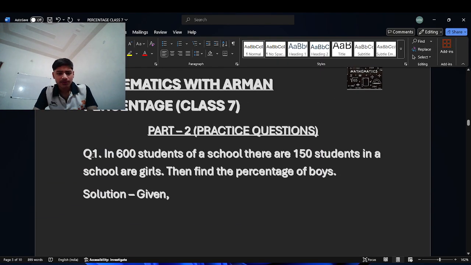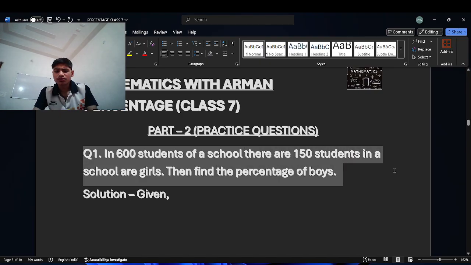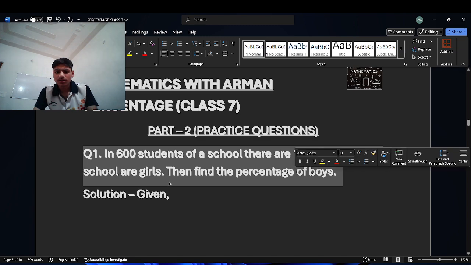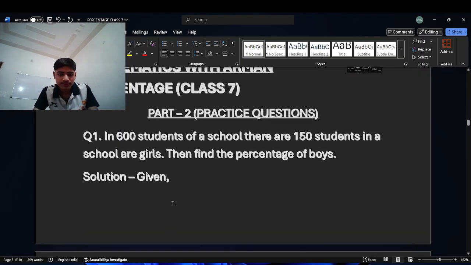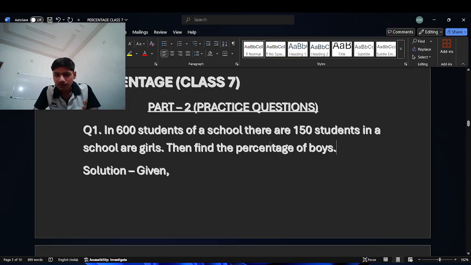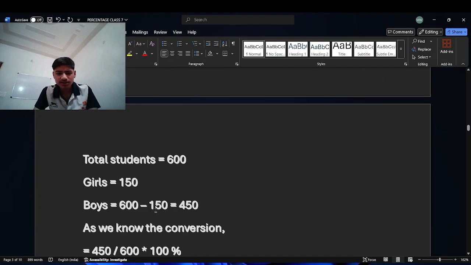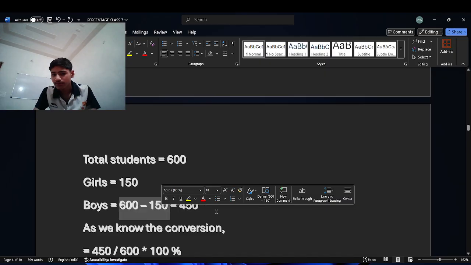First question: in 600 students of a school, there are 150 students who are girls. Find the percentage of boys. If you have to do this question, what you simply have to do is, 150 students in the school are girls, so the remaining students will be boys. We have to find the remaining students, that is 600 minus 150, which will be 450.